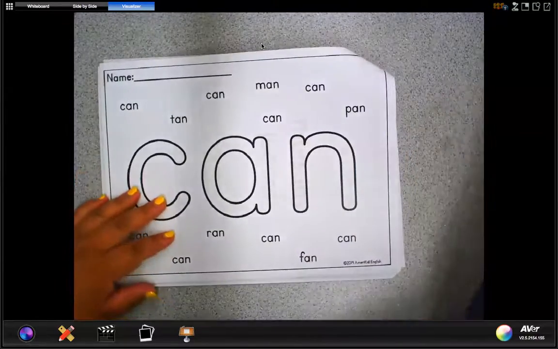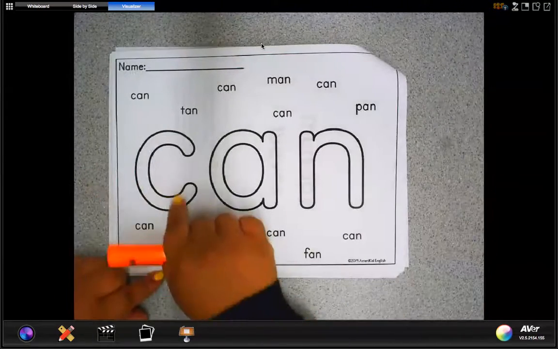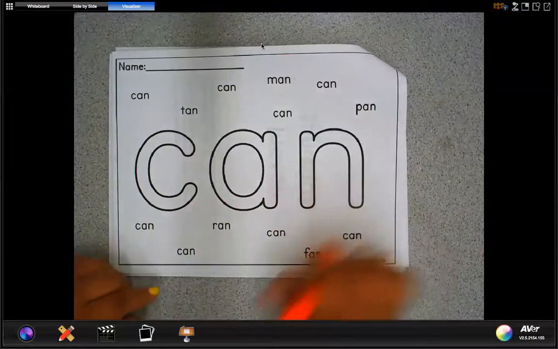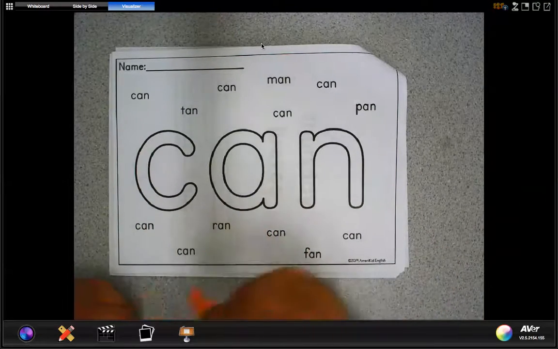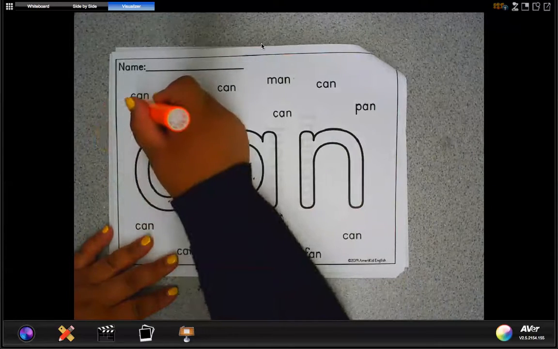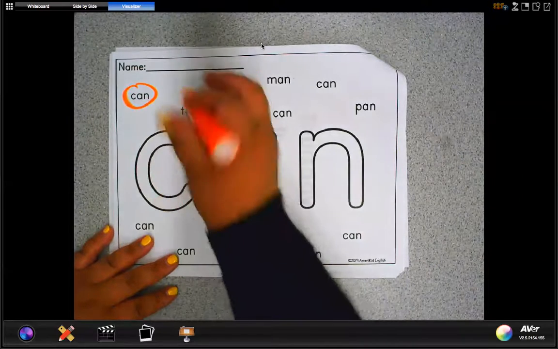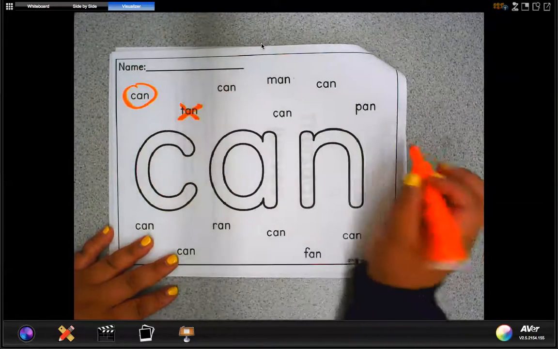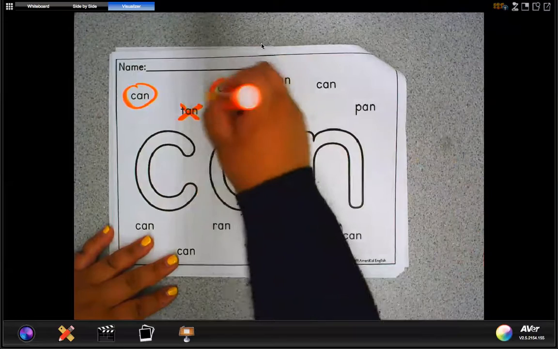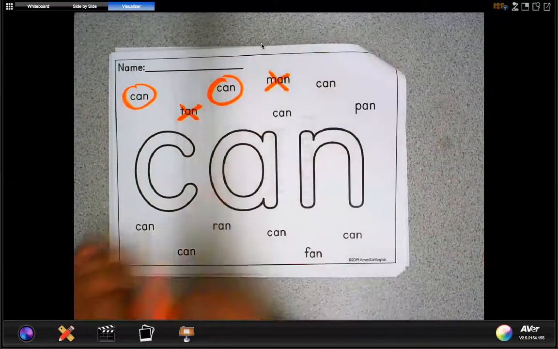And that takes us to our sight word in our homework packet. This one's pretty easy. All you do is color in the C-A-N, and then you circle all of the cans around it. So C-A-N, circle. T-A-N, don't get tricked, cross it out. C-A-N, circle. M-A-N, that's not a can, cross it out, and keep going.